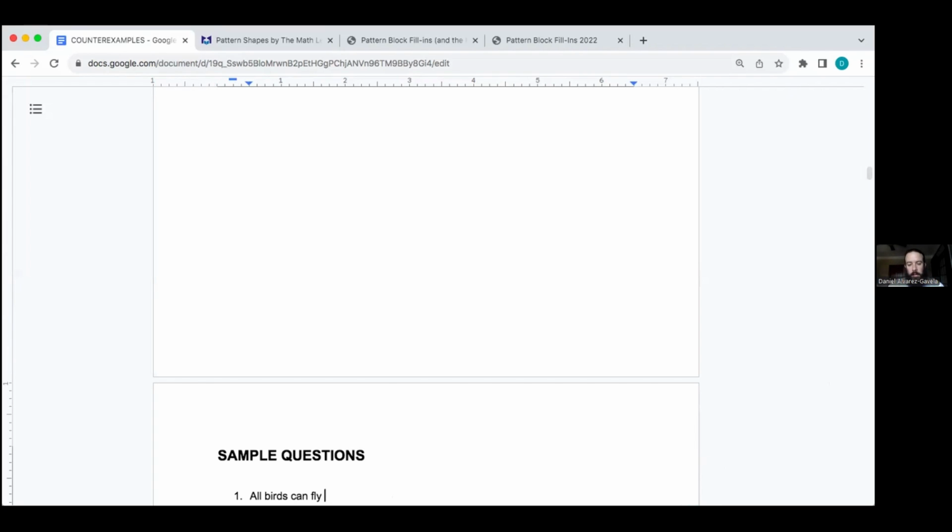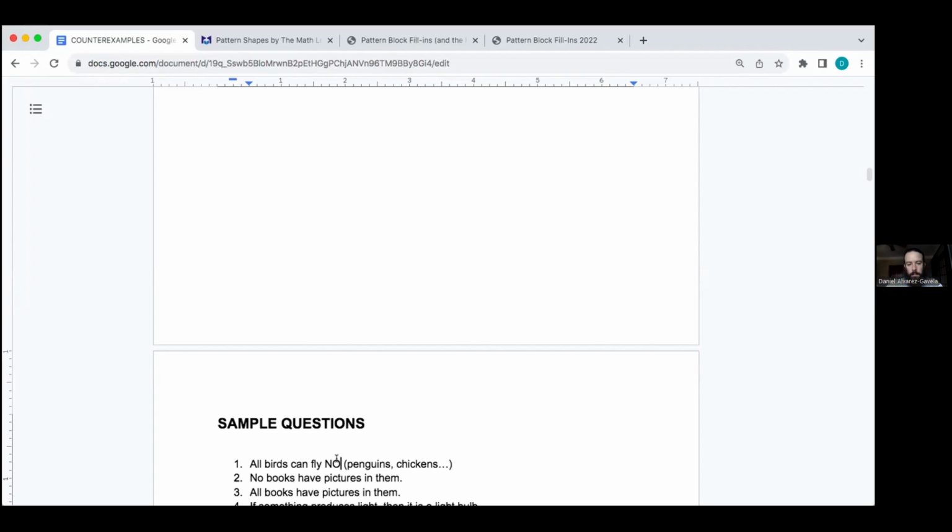So all birds can fly. This is false, but the point is not to say whether it's true or false. The point is to actually prove that it's false by giving examples, and we have a bunch of them. Penguins, chickens. These are concrete examples that we come up with, and they show that the statement is false.